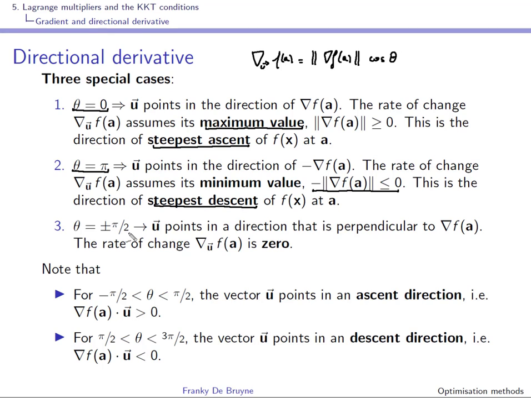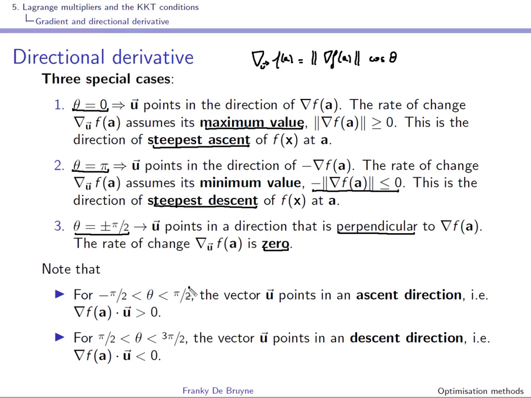If we take theta is equal to plus or minus pi over 2, this means that, well, u points in a direction that is perpendicular to the gradient, and of course cosine theta will be 0, so the rate of change in that direction is 0.